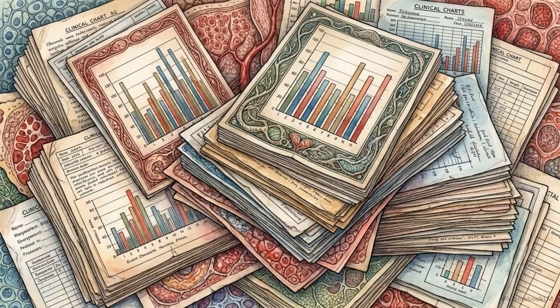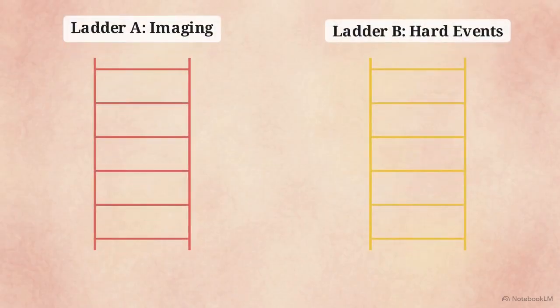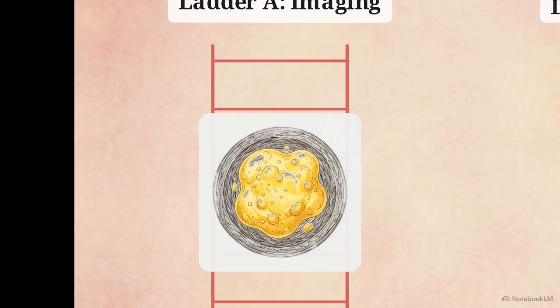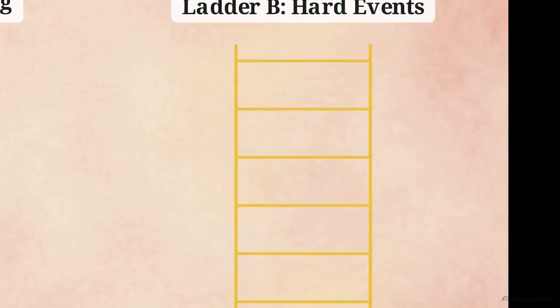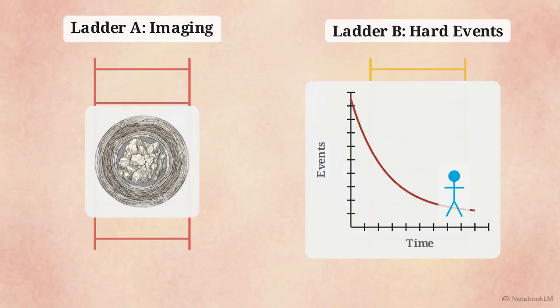To make sense of the conflicting data, we can organize the evidence using an analytical tool called the two ladders. Ladder A covers imaging. It tracks whether a treatment physically changes the size or the interior composition of the plaque. Ladder B covers hard events. It demands proof that a treatment actually stops people from having heart attacks or dying.